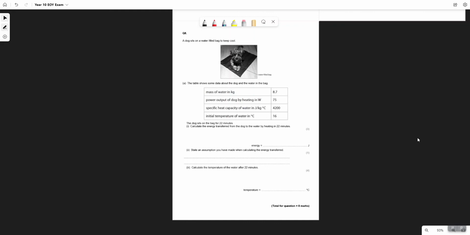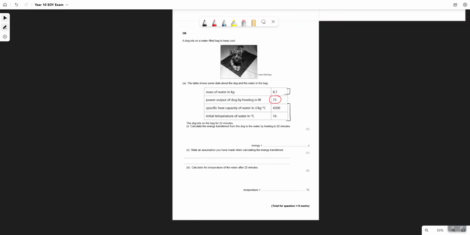So we've got a dog sitting on a water-filled bag to keep cool. Got some data about the dog. Dog sits on the bag for 22 minutes. Calculate the energy transferred from the dog to the water by heating in 22 minutes. Although there is some information that's lower in the table, the only thing of interest to us in this first question is this bit. The rest is not something that we need. They've given you all the data you're going to need for a whole question, but you only need this bit now.